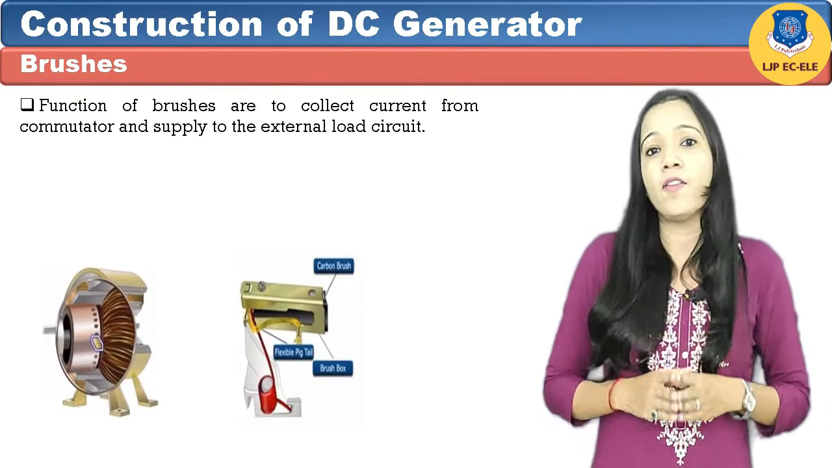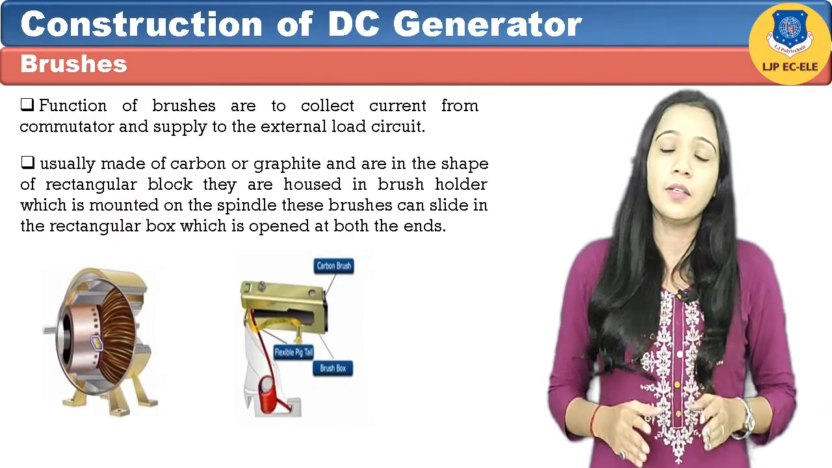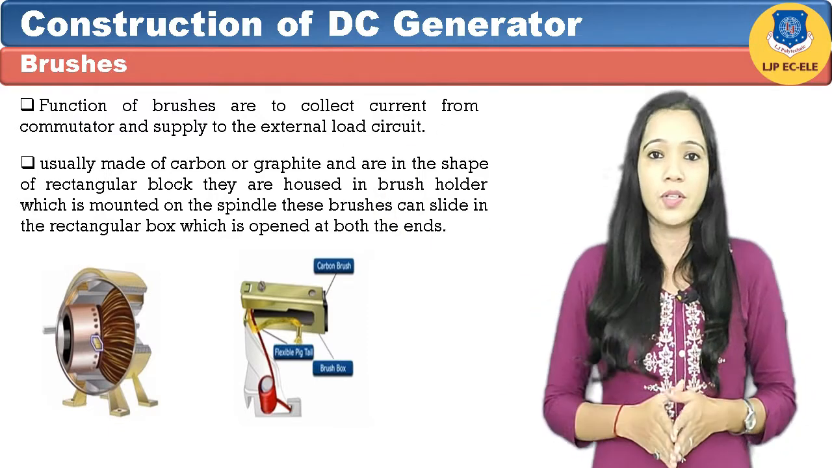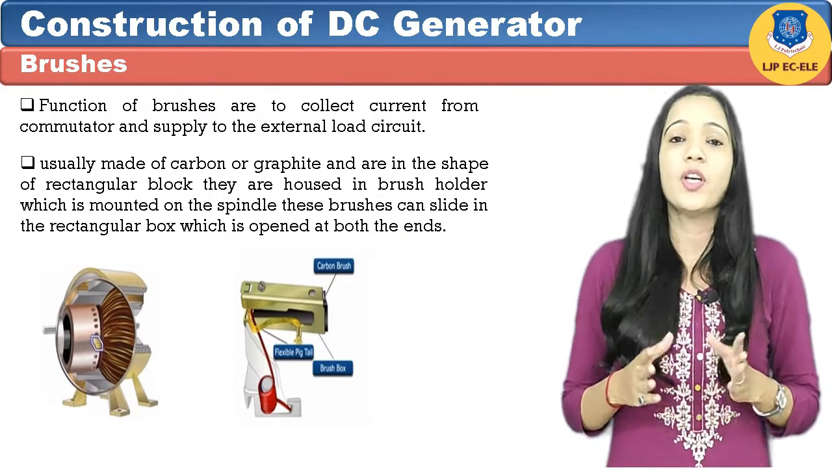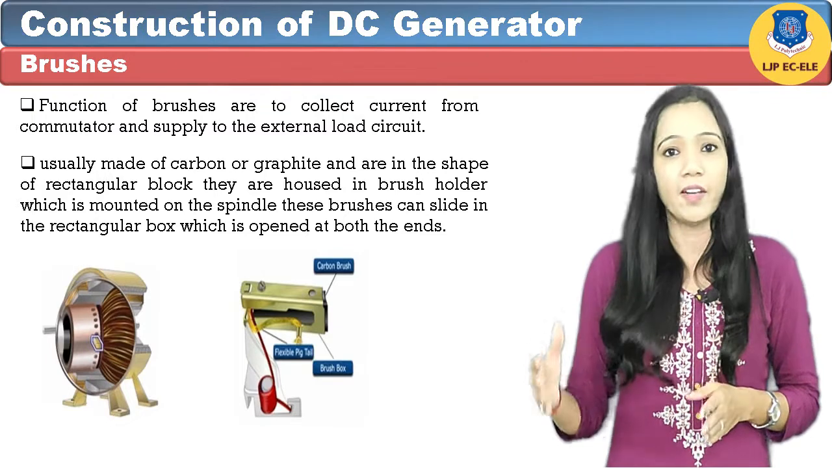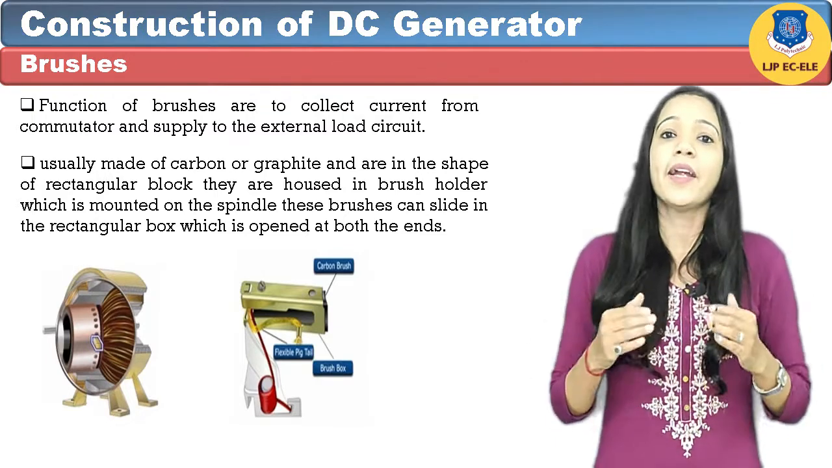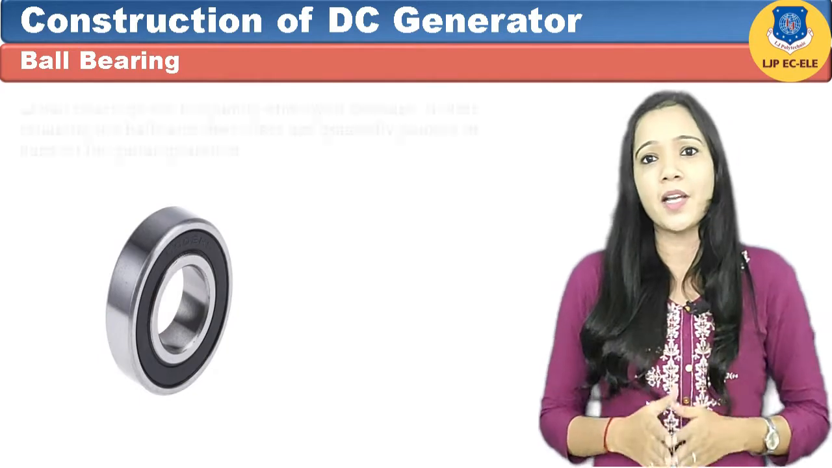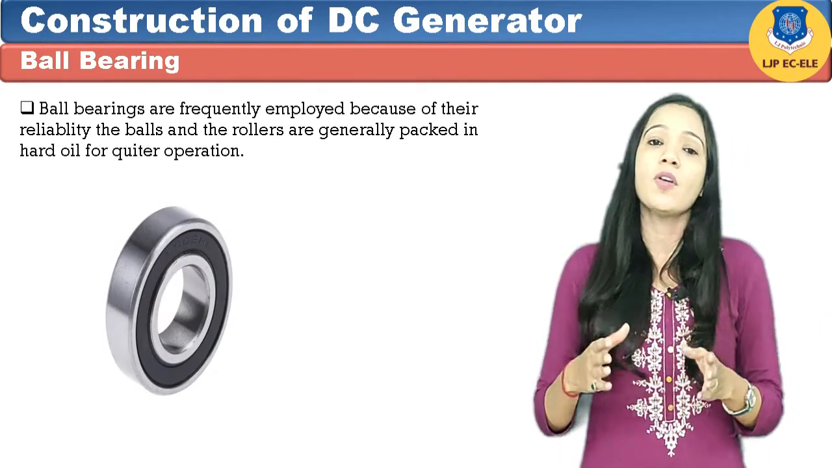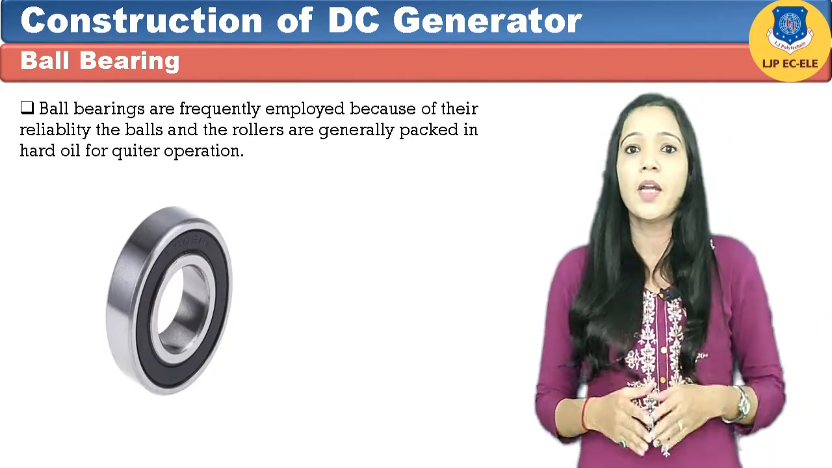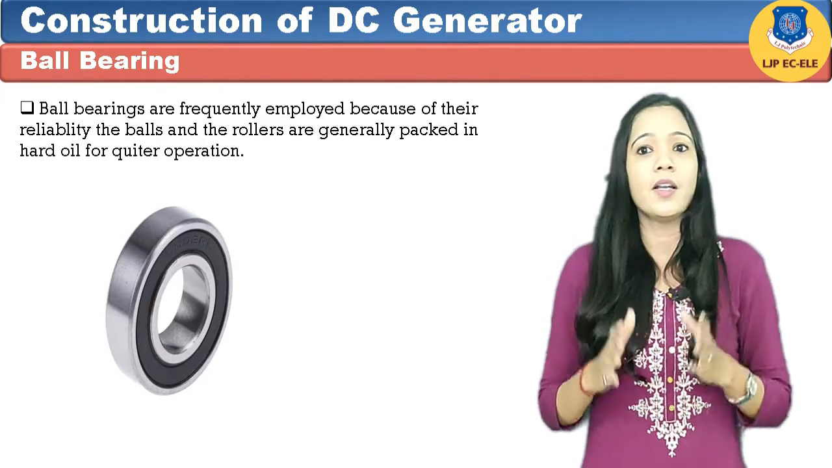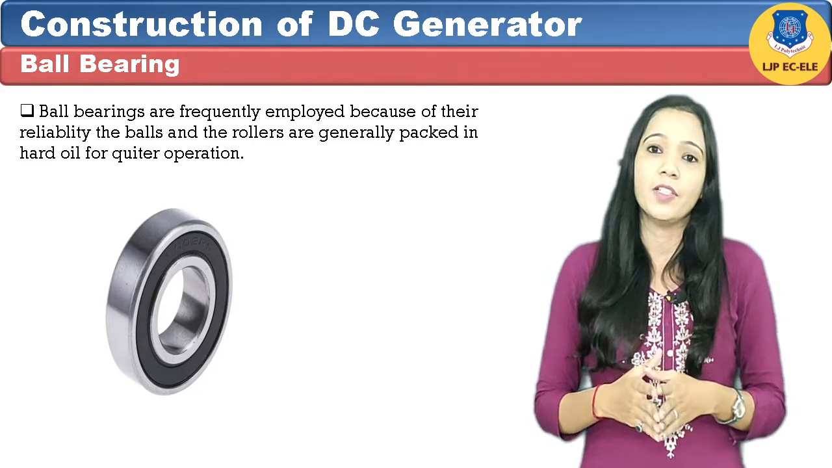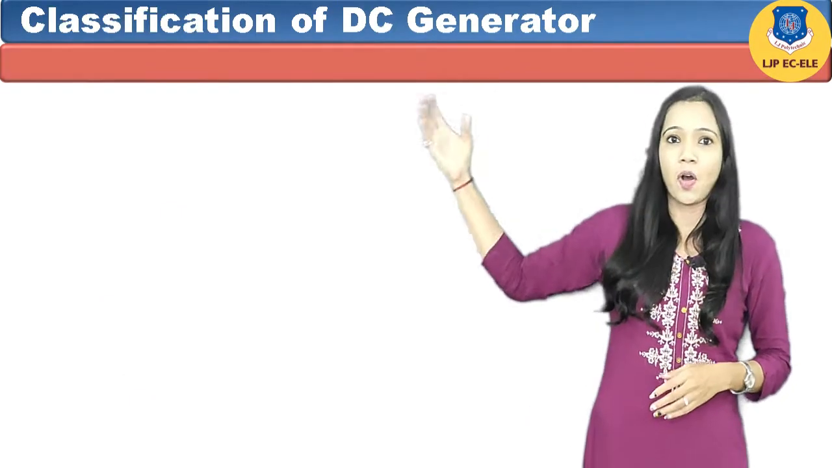The next part is brushes. The function of brushes is to collect the current from the commutator and supply it to the load circuit. Brushes are generally made of carbon or graphite and they are rectangular in shape. The next term is ball bearings. Ball bearings are frequently employed because of the reliability of the balls, and the rollers are generally packed in hard oil for quieter operation.